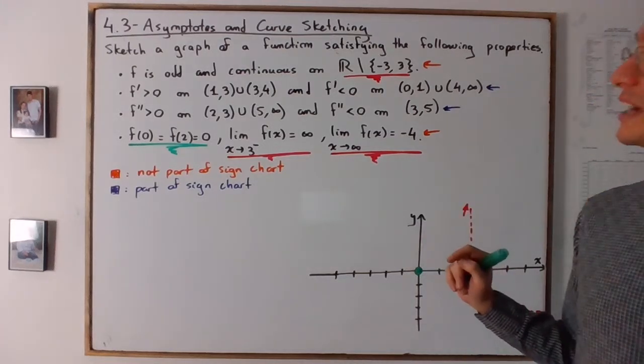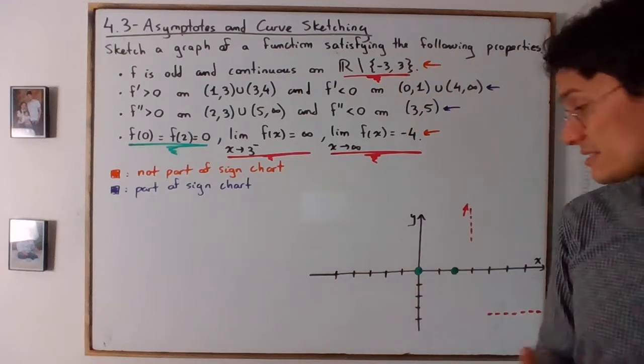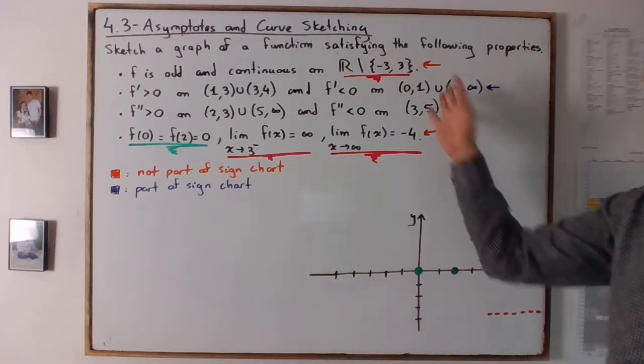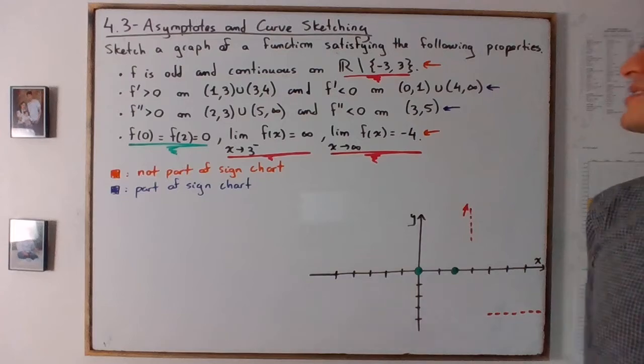And I think for now we're done. Okay, so for now, it's the only thing. Oh, negative 3. Let's go ahead and sketch the asymptote at negative 3. Although I kind of need the odd part to do this, so I'm going to wait. Okay, let's move on to the sign chart.